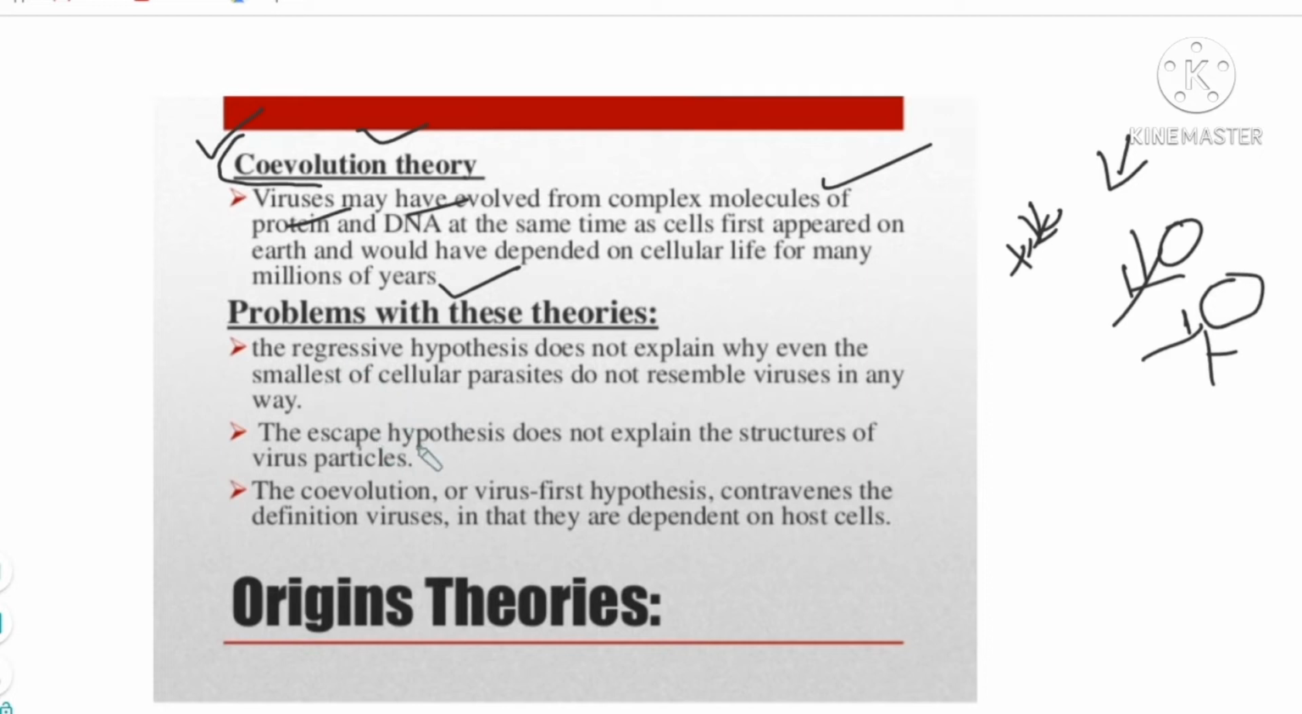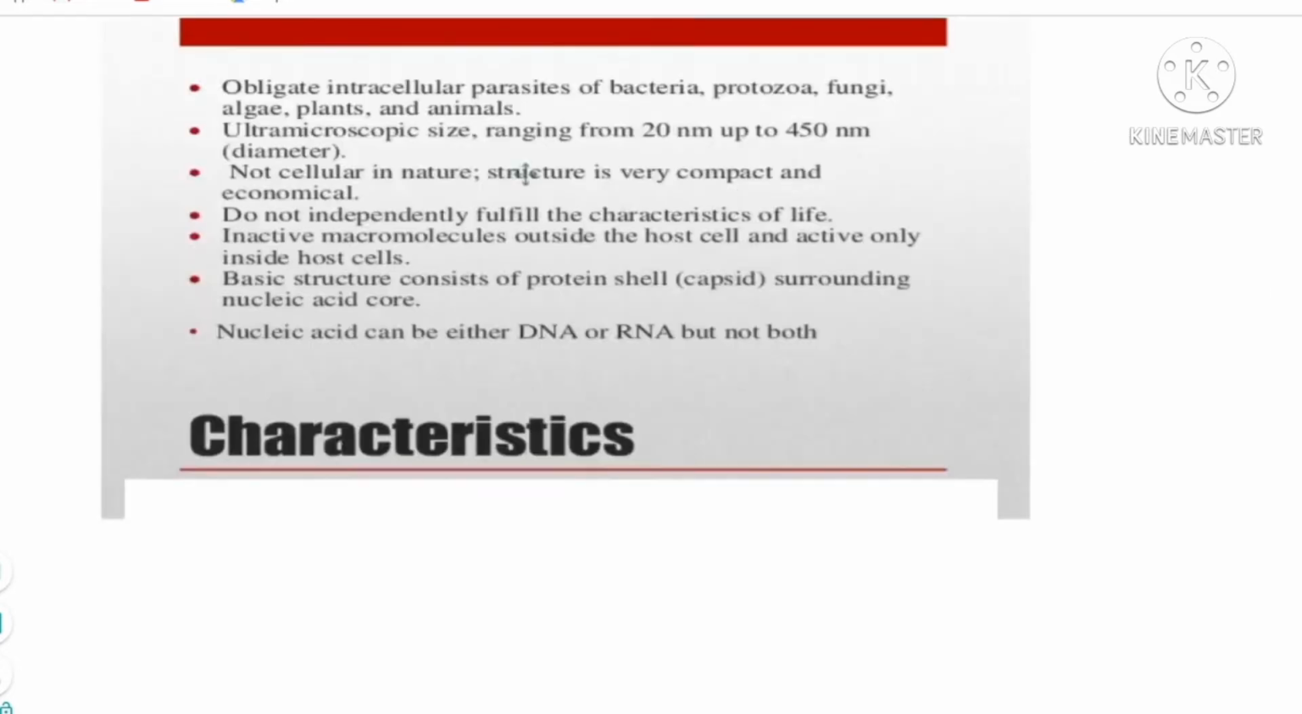What are the problems with these theories actually? The first problem is that the regressive hypothesis, which was the first theory, does not explain why even the smallest cellular parasite does not resemble a virus in any way. करेक्ट, इसका जो ड्रॉबैक है वो ये है कि कोई भी ये जो पैरासाइट है वो रिजेंबल नहीं करता है वायरसेस के साथ. This is the first drawback. The escape hypothesis does not explain the structure of the virus particle. This is the second. And the third is that the co-evolution or virus-first hypothesis contravenes the definition of a virus in that they are dependent on the host. Simply, जैसे हमें पता है, viruses are mostly dependent on the hosts.